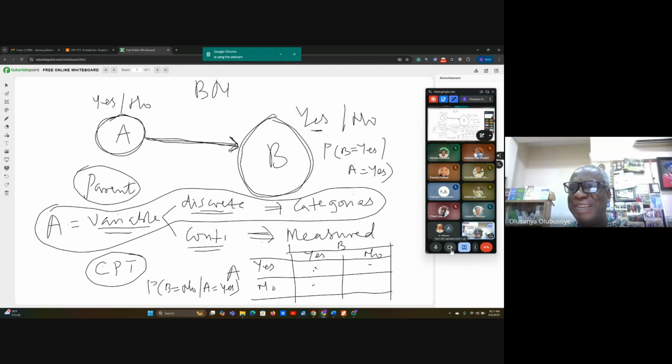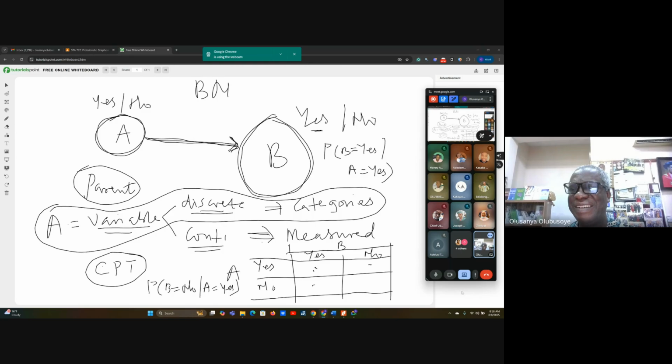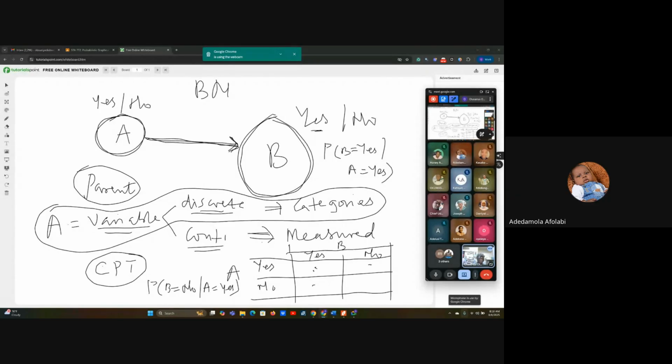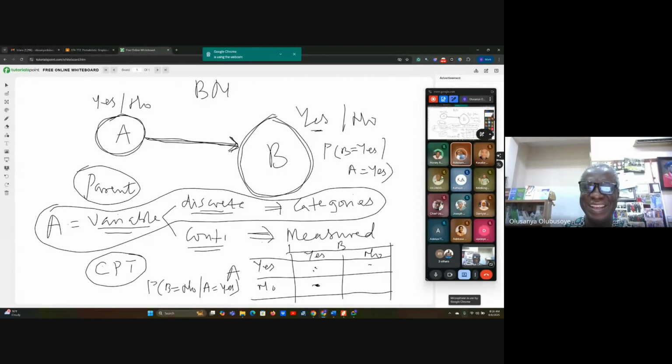Olusegun. Eddie Diong. Damola. Sir, I can't see the place. I can't see the cell. The cell you are referring to, this cell, this cell, this cell.